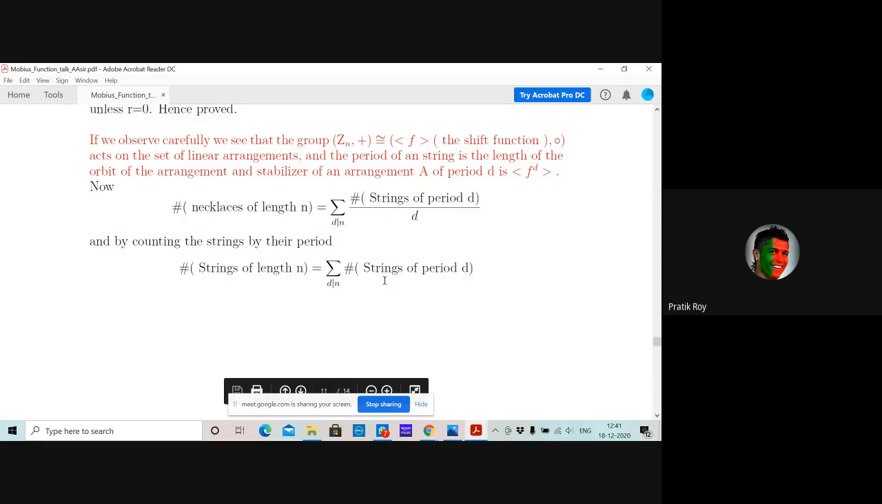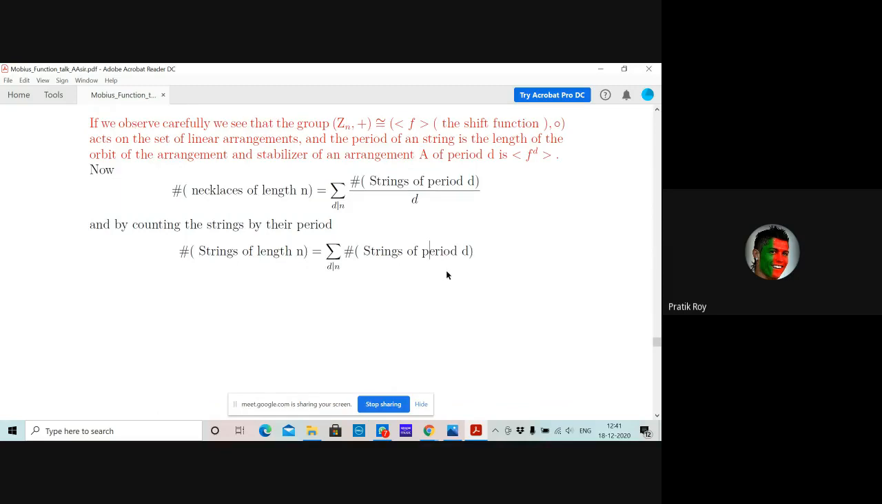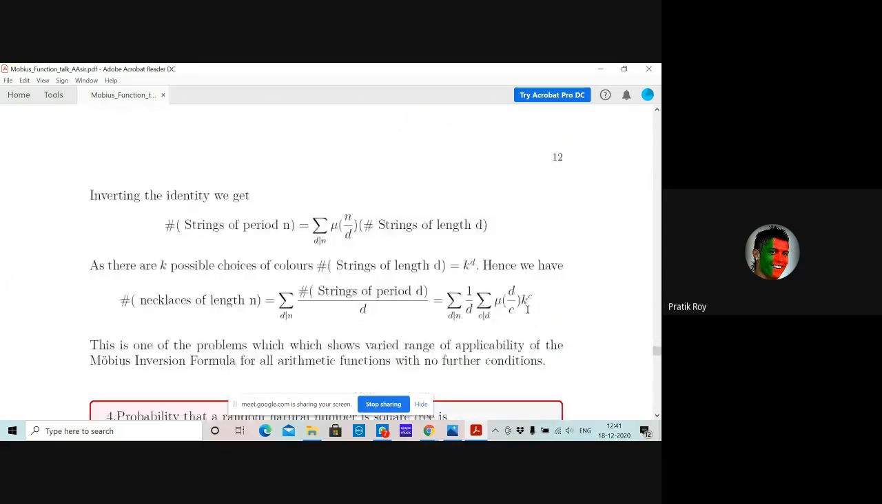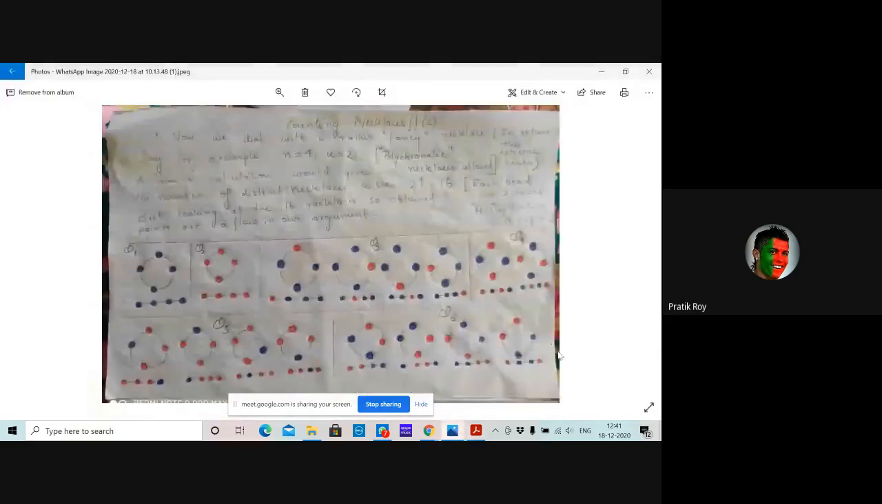So now we have an expression for strings of length n, but we still don't have an expression for strings of period D. Here is the place where the Mobius function comes up, and it is a perfect model for applying the Mobius inversion formula. To clarify the calculations, because there is a step jump here, let's see the calculations a bit.